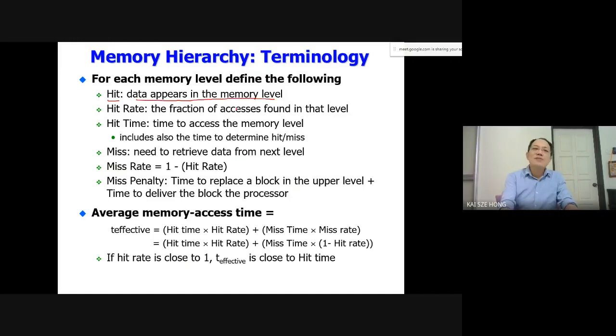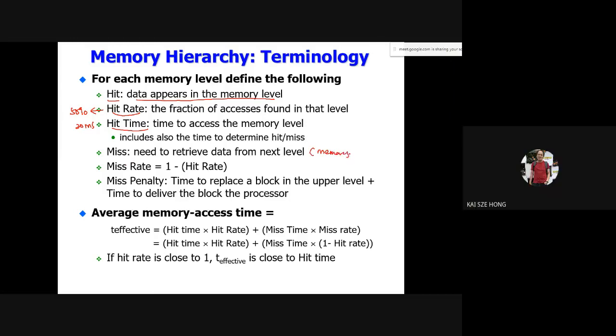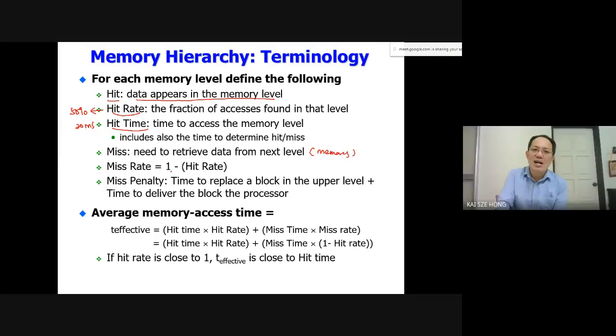So let's say 50% of the data I get from the cache, I get a hit rate of 50%. The time required for me to get the cache data may be 20 milliseconds. So this will be the hit time, okay? If you miss the data in the cache, so this is a miss, you don't have it. Then you have to retrieve the data from the next level, which is the memory, the RAM. So the miss rate is equal to 1 minus the hit rate.